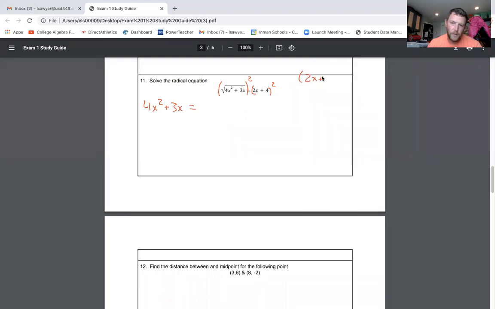I'm sorry, 2x plus 4 times 2x plus 4, which would be 4x squared, plus 8x, plus another 8x, plus 16. Simplified out would be 4x squared plus 16x plus 16. I'm going to go ahead and put that in.